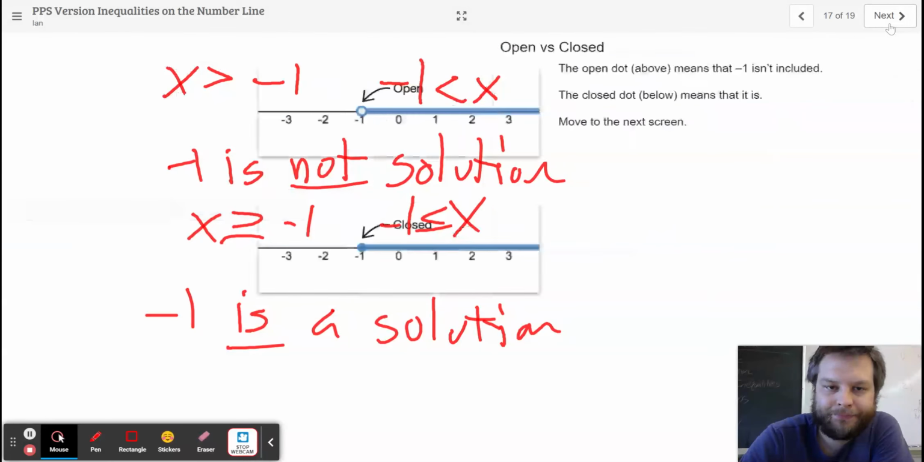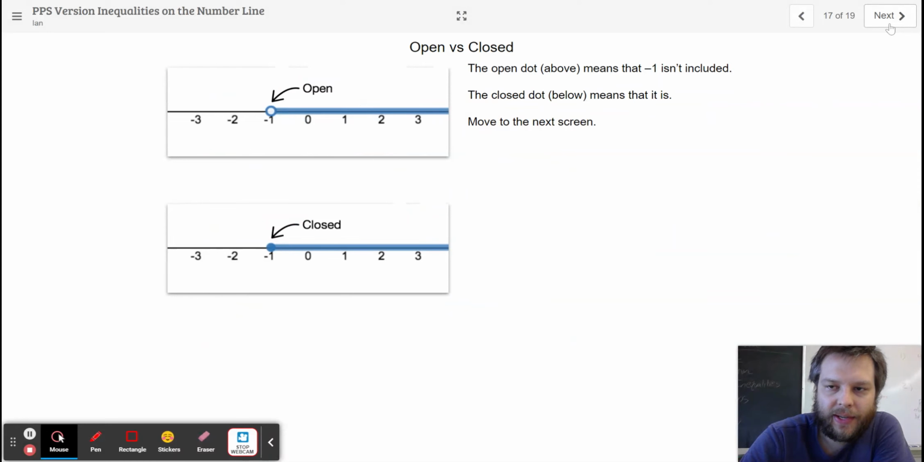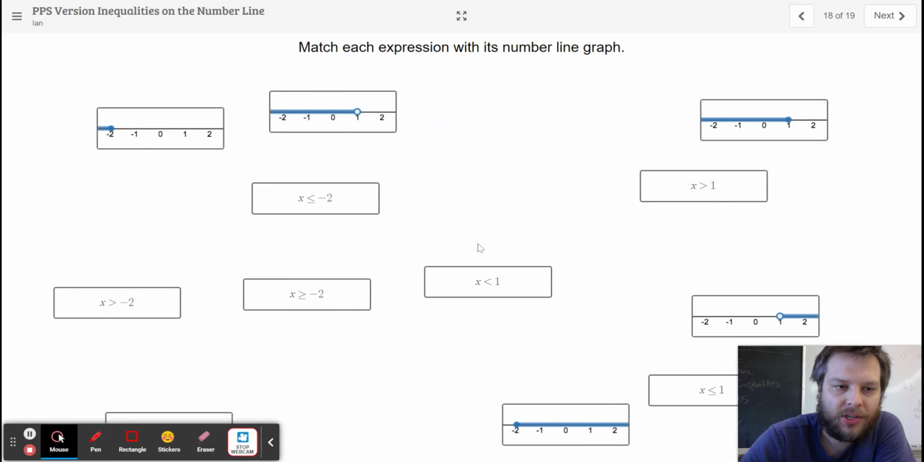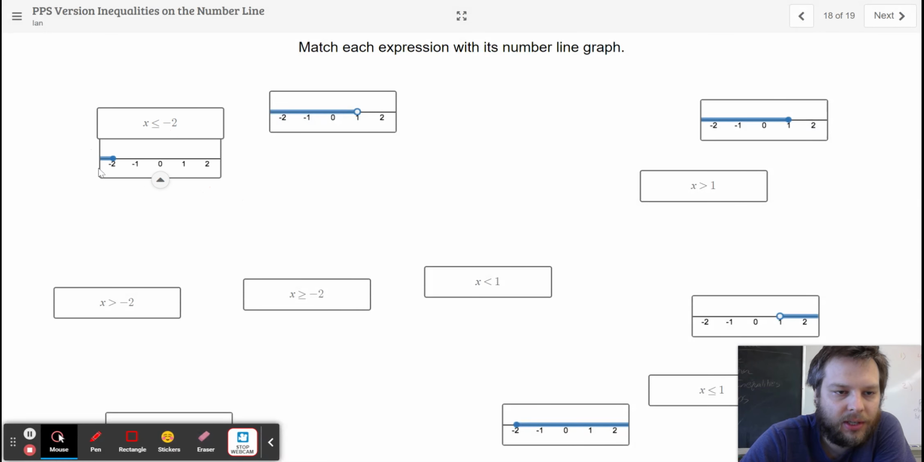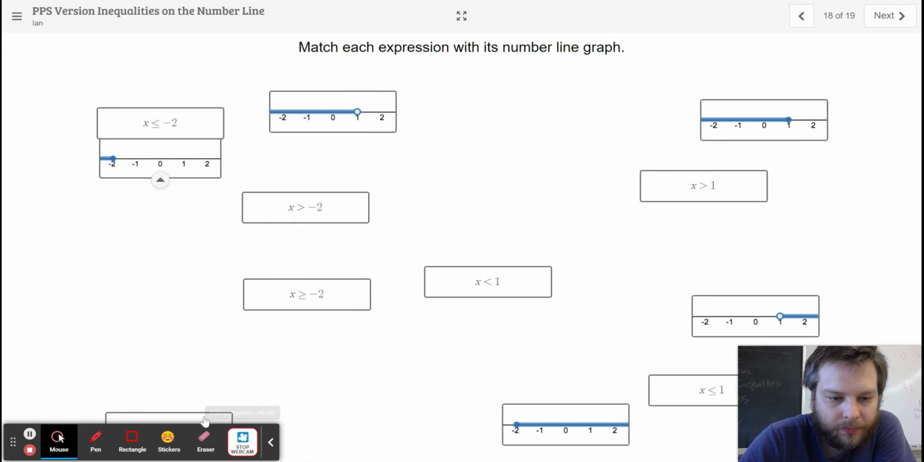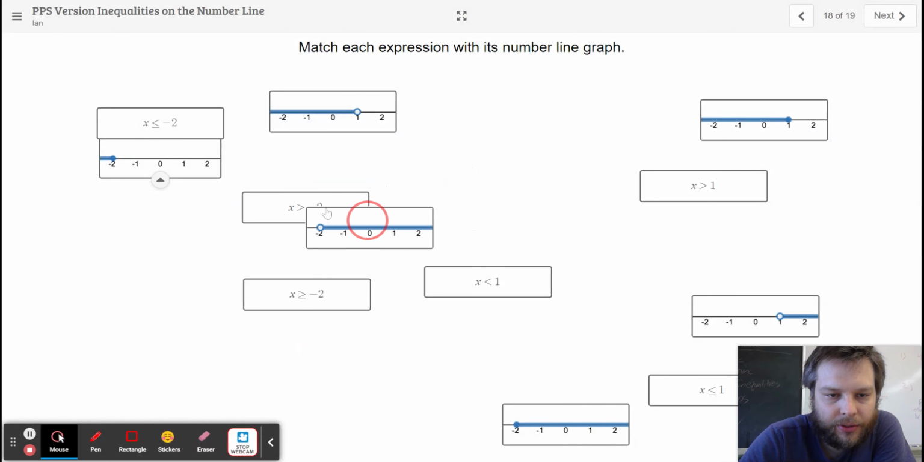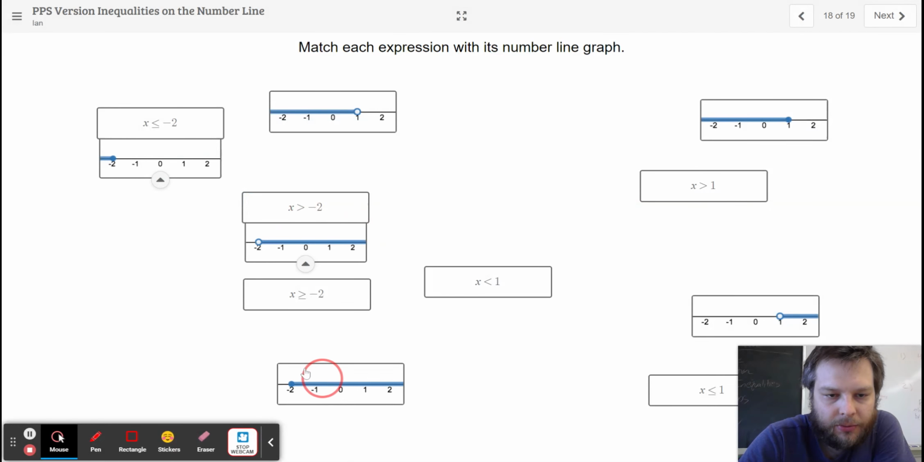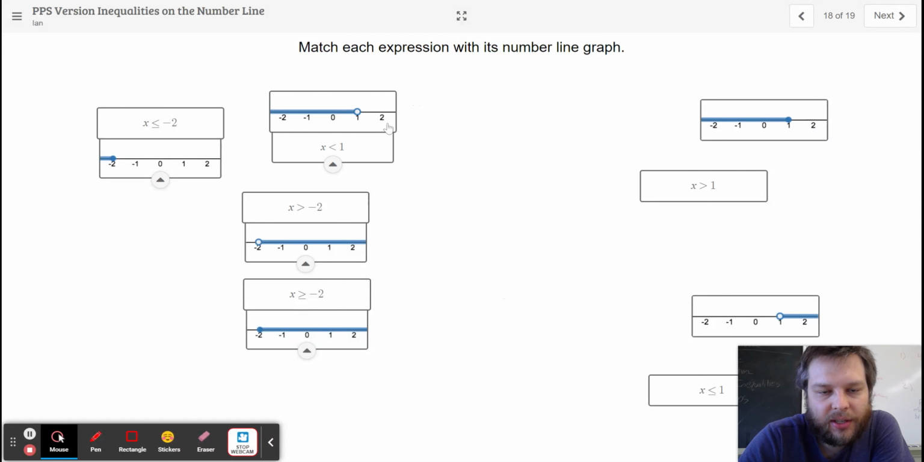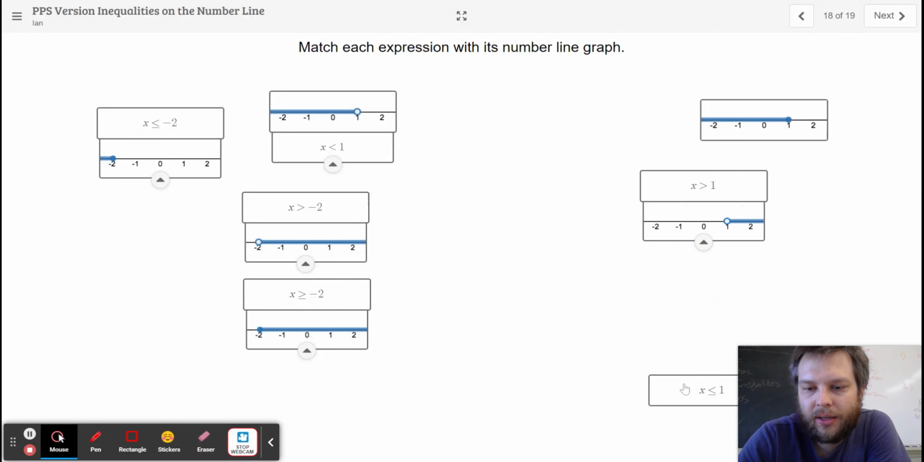So just a couple more slides I wanted to go over here. Almost done. Open and closed dots, like I just mentioned. Matching it up, looking at open and closed dots. This is this one because it goes to the left with a closed dot. These ones match up because it goes to the right and it has an open dot. This one matches up because it goes to the right and has a closed dot. It goes to the left with an open dot. Goes to the right with an open dot. Goes to the left with a closed dot.